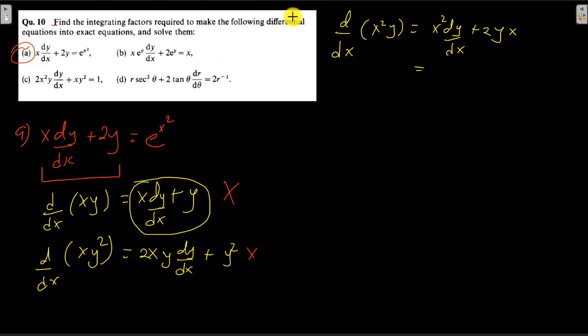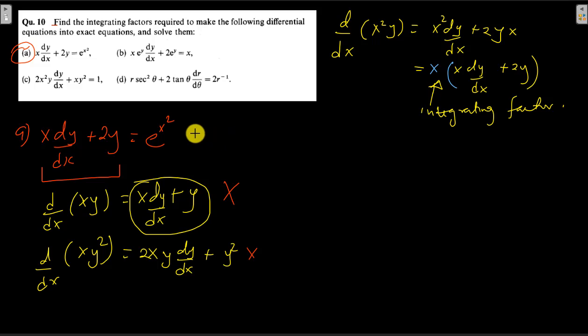So if you look at this, we actually have x as a common term. So we have x squared, yet this is just x, and then we have another x here. So we could actually factorize out the x, and then inside the brackets we have x dy dx plus 2y. So that means our integrating factor is x.